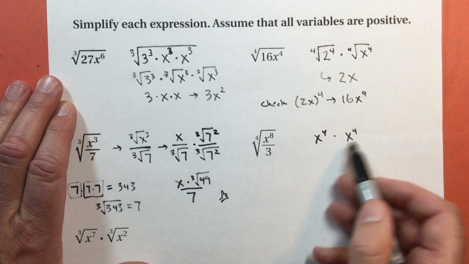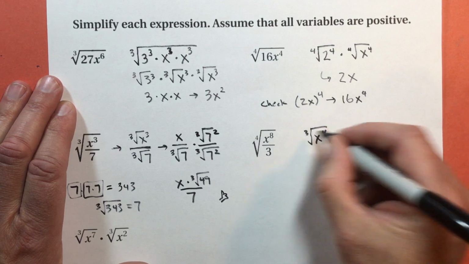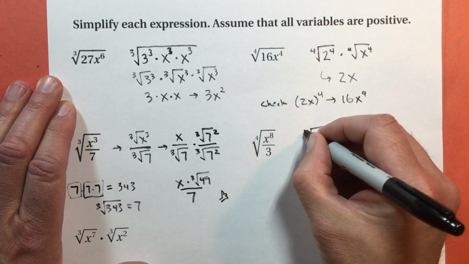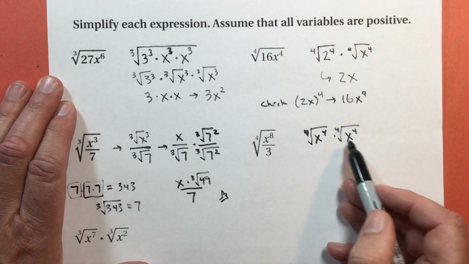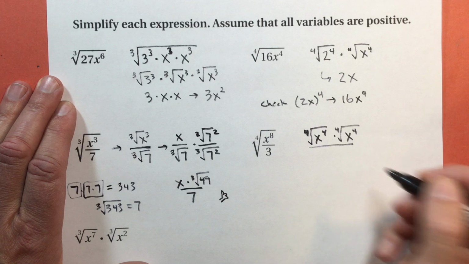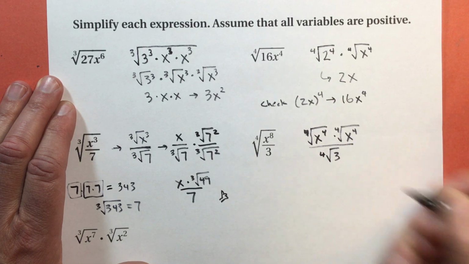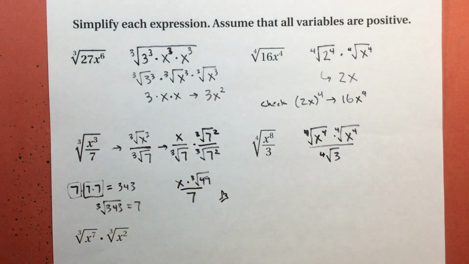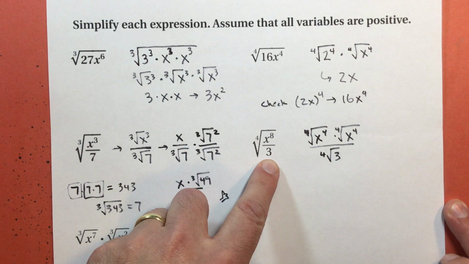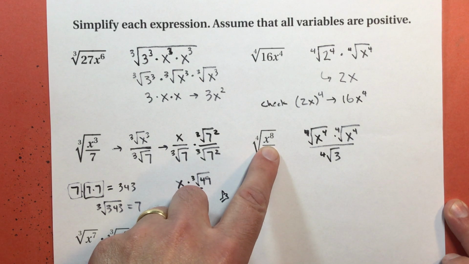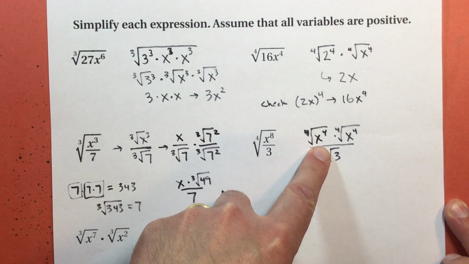I just gave myself some space because I'm going to draw more in there. And if I take the 4th root of both, then I'm just going to get x times x. In the denominator, I'm going to take the 4th root of 3. So I broke everything under the radical. The x to the 8th power, I broke it into powers of 4, which was nice. I was able to do that.